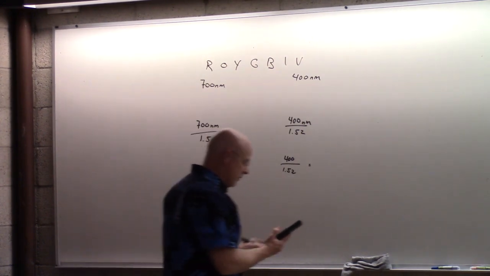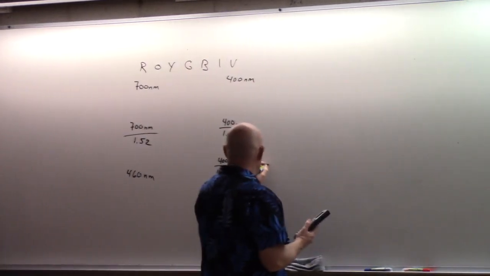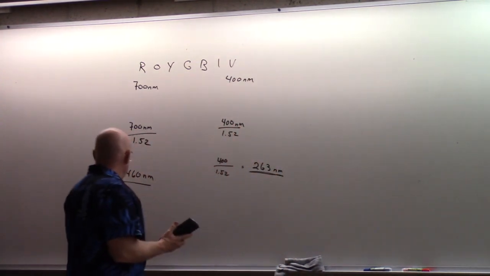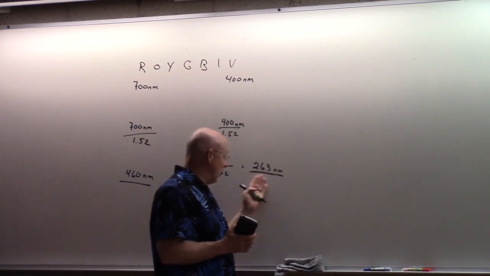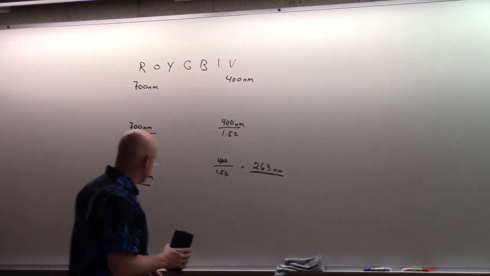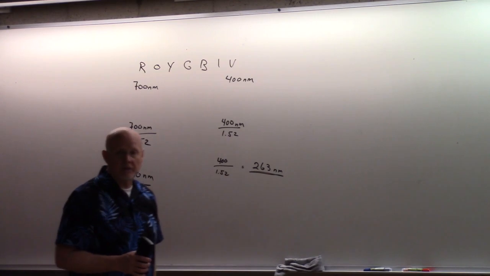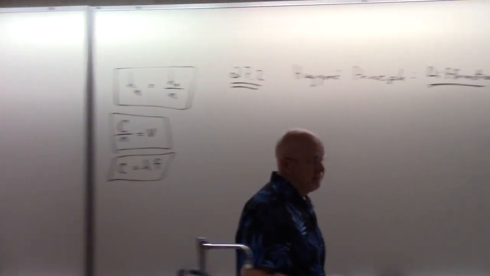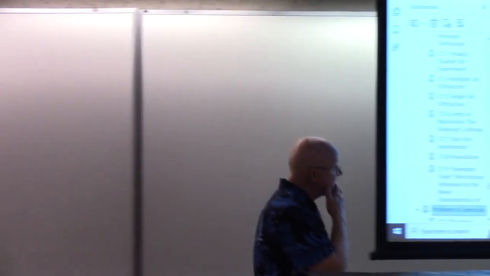All right, so this would be 263 nanometers. So visible light would be as low as 263 in glass and as high as 460 in glass. So that's the first example. Let me take a second example.